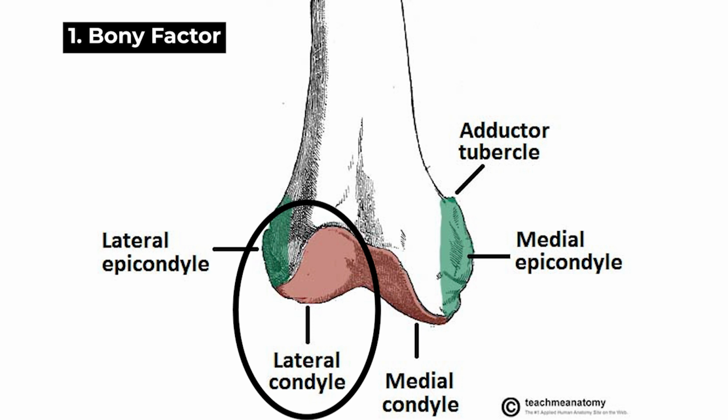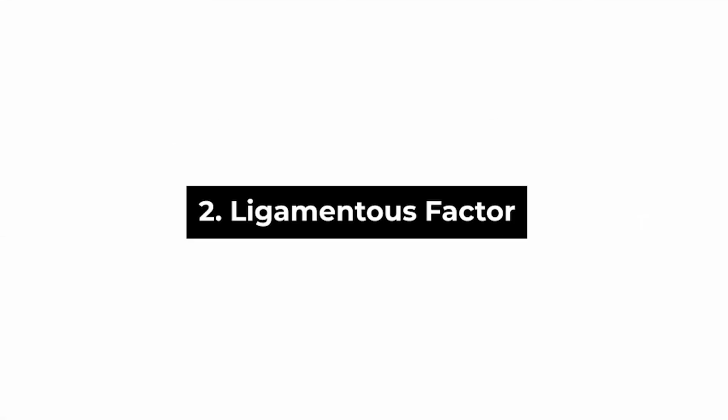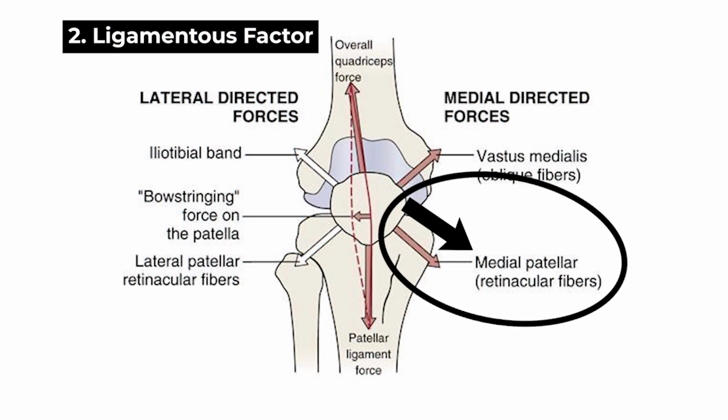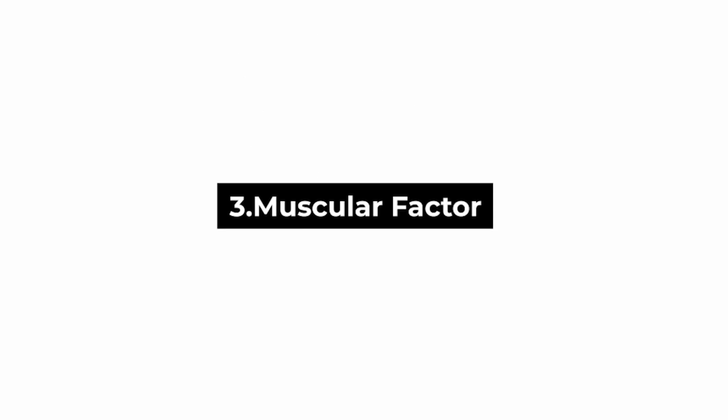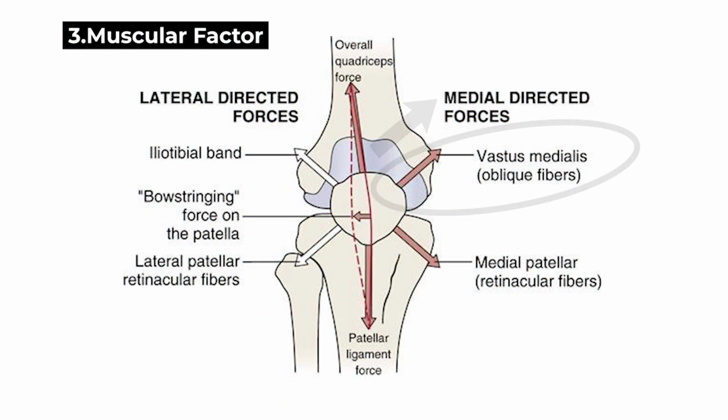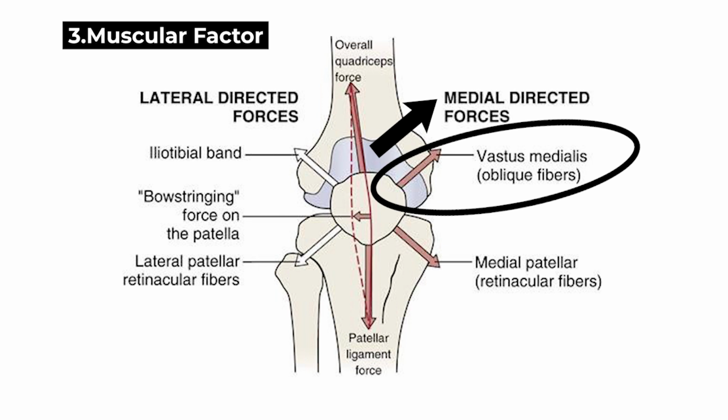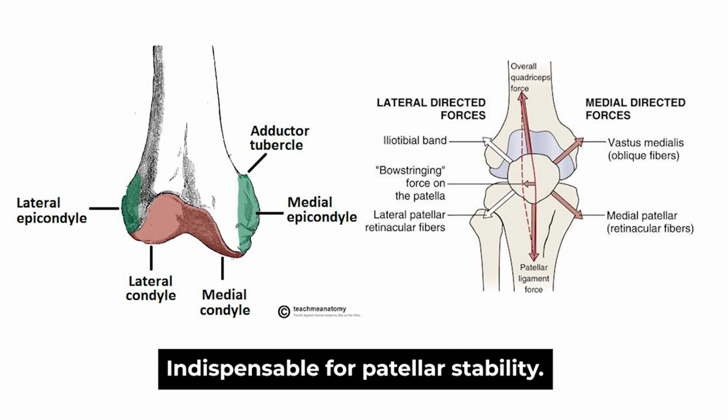Bony factor. That's the forward prominence of the lateral condyle of the femur. Ligamentous factor. That's the tension of the medial patellar retinaculum. Muscular factor. The lowest fibers of the vastus medialis are inserted almost horizontally into the medial border of the bone. They hold the patella medially when the quadriceps contracts. They are indispensable towards the stability of the bone.